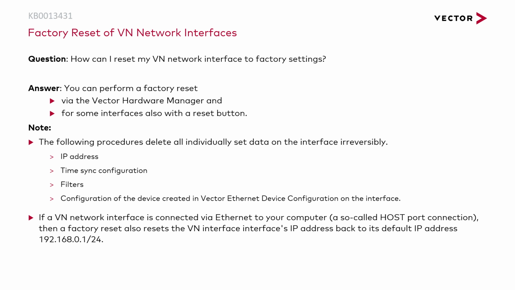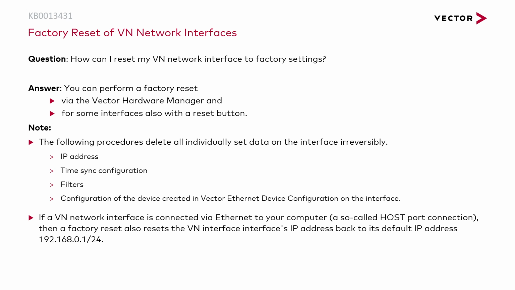In this video, I will show you how to do a factory reset for a Vector VN network interface to its default settings. The same is also mentioned in the related knowledge base article referenced in the description below. You can reset the Vector VN interface using the tool Vector Hardware Manager. Also, I will additionally show you the procedure to do the factory reset via the reset button.